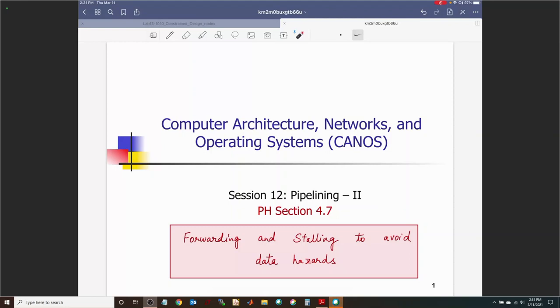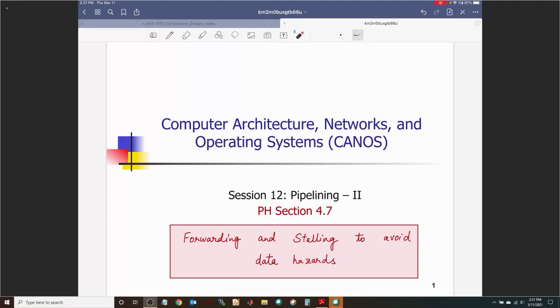And the benefit that we saw earlier was that plenty of hardware resources were going unused, and they were not being utilized all the time, or at least almost all the time. So we tried to do things in parallel, right? So that was pipelining, and we looked at how to calculate speed up and so on.